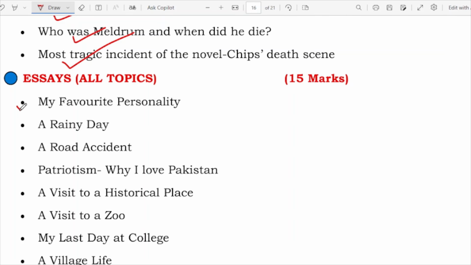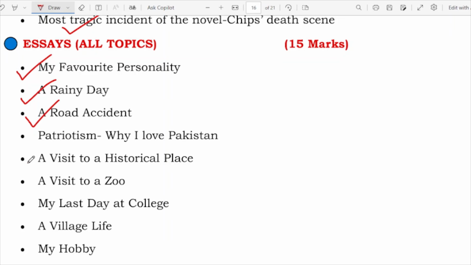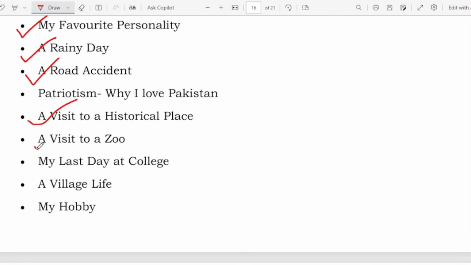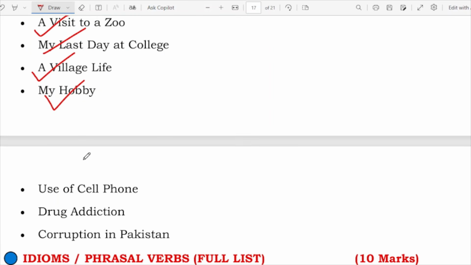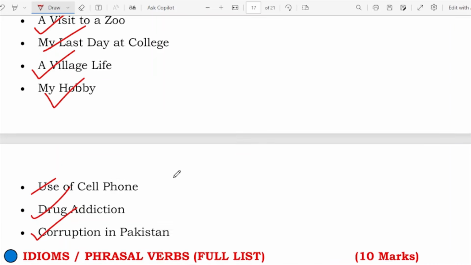My favorite personality, a rainy day, a road accident, patriotism, or why I love Pakistan, a visit to a historical place, a visit to a zoo, and a visit to a hill station might be over there. My last day at college, village life versus city life, my hobby and use of cell phone, advantages and disadvantages, and drug addiction and corruption in Pakistan. Inshallah, you will see these essays in your paper. Prepare these essays. There are many other topics, but try to prepare these topics.